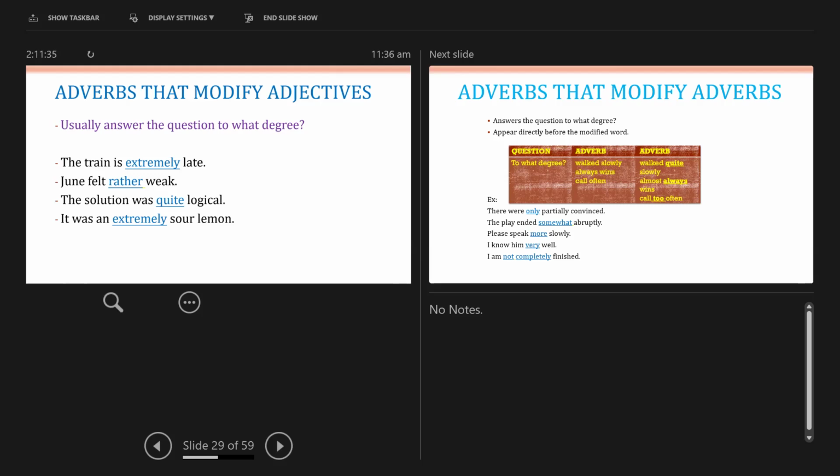The train is a little late. Namabago, di ba? Okay, late siya, pero gaano ba ka late? That's why it answers the question, to what degree? Right? June felt rather weak. So yeah, rather is also an adverb, which means he's supposed to be okay. He's supposed to be strong, but rather he felt weak. Okay, June felt rather weak. The solution was quite logical. Quite means a little. All right.